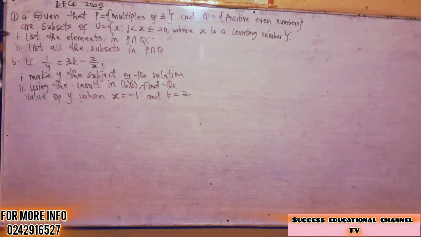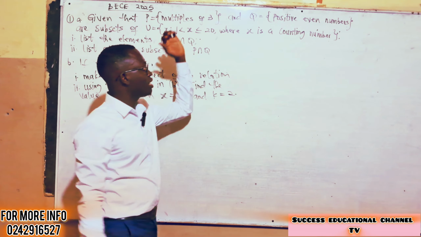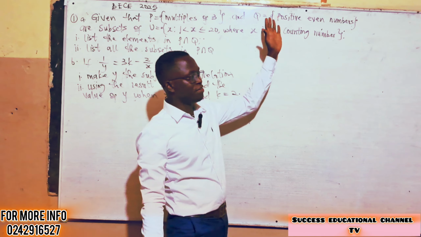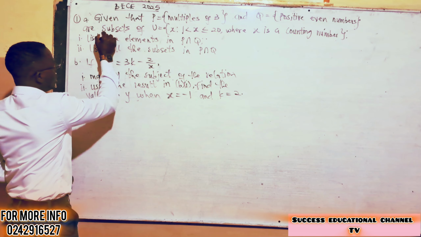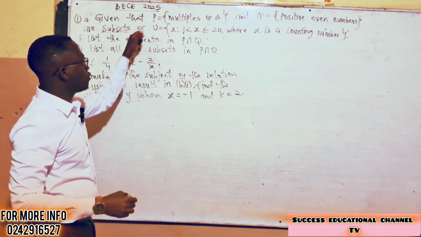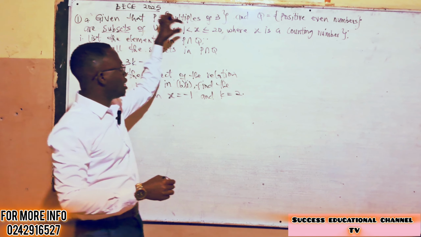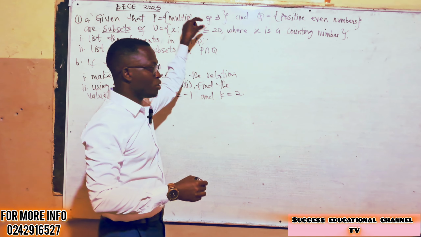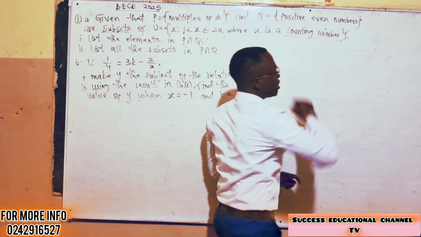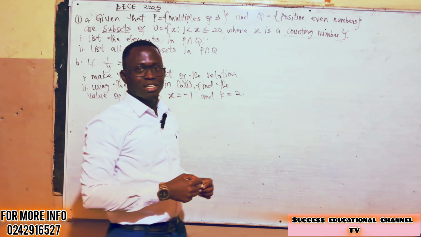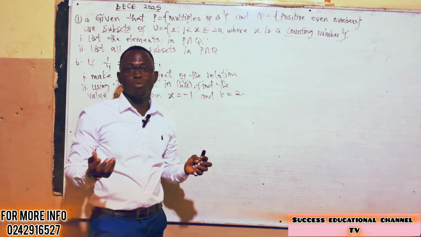Question 1A reads, given that set P, multiples of 3, and set Q, positive even numbers, are subsets of the universal set, x, such that 1 less than x less than or equal to 20, where x is a counting number. So when you hear counting number, what you need to know is that counting number starts from 1.